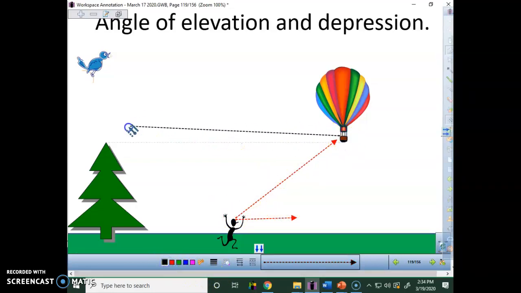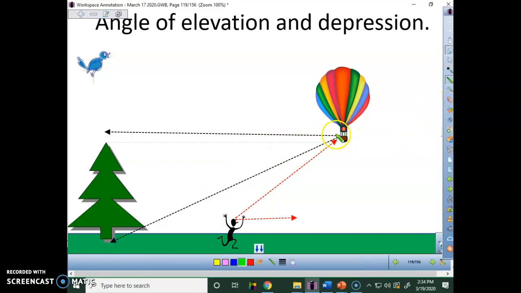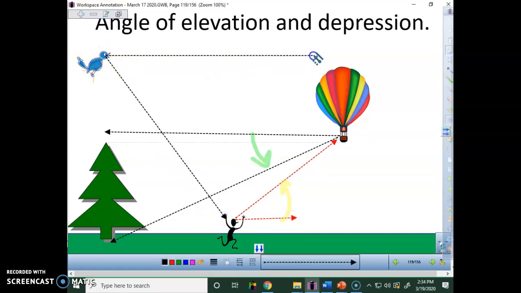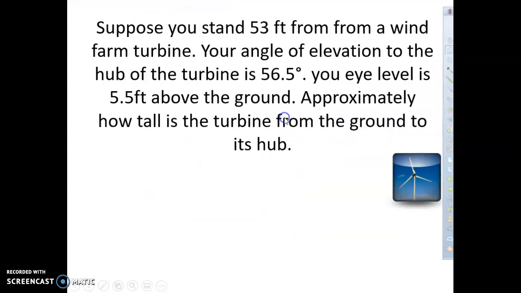Well, for the hot air balloon, he's shooting straight there. If he looks down and sees the bottom of the tree, this is an angle of depression. This is an angle of elevation. Same with the bird. When he looks down there, this would be flat. The angle of depression is here. It's not here. And that one, it's here. You got to be careful with this. So make sure you're looking at the right angle.